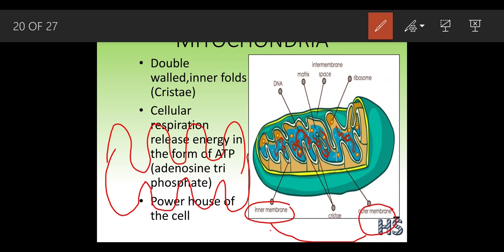These mitochondria have their specific DNA. None of the other cell organelles have it, but this mitochondria has its own specific DNA.